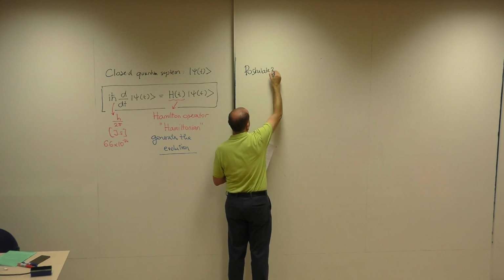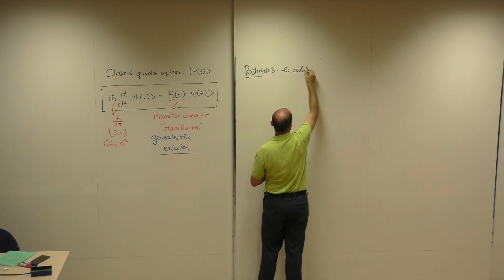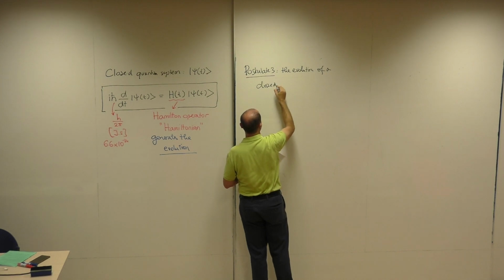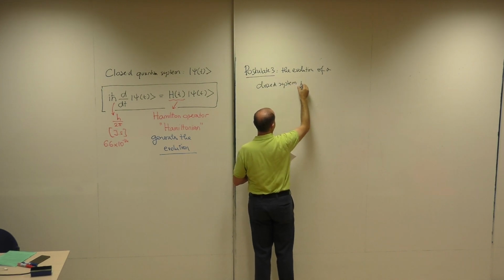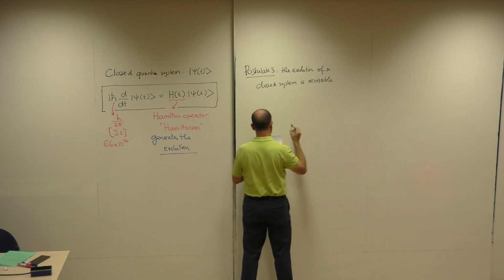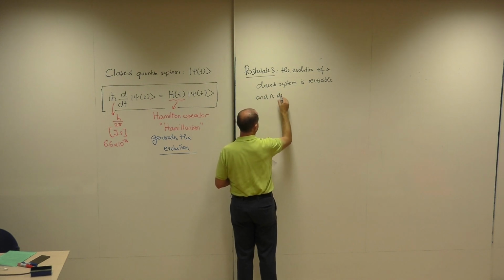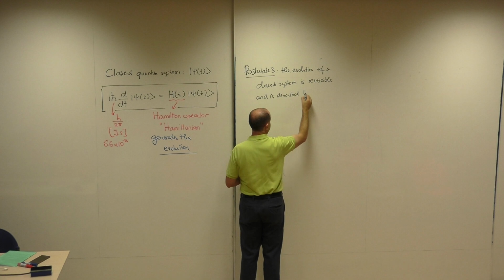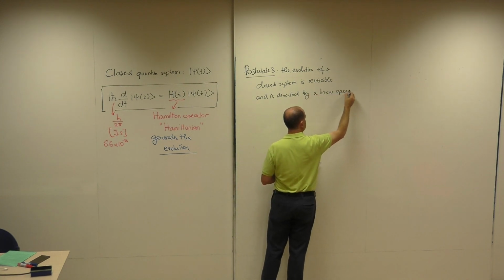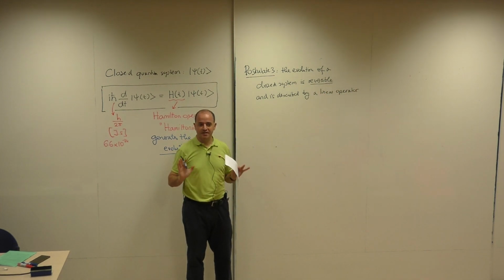3, that the evolution of a closed system is reversible and is described by a linear operator. Now, the fact that the evolution is reversible is exactly the same as in classical physics.